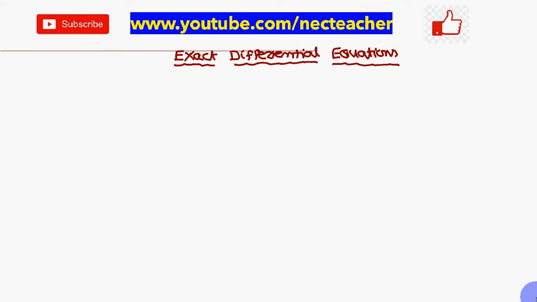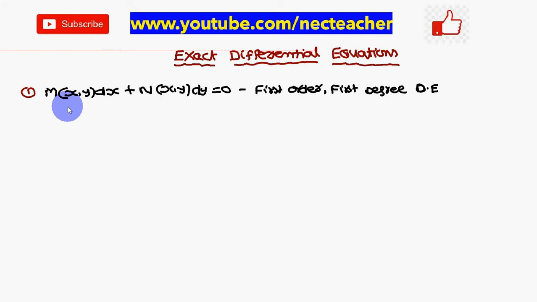Good morning students, today we are going to discuss exact differential equations. What is meant by an exact differential equation? Let us discuss. First, the given equation should be in the form M dx plus N dy is equal to 0. This is always a first order, first degree differential equation that we are discussing now.